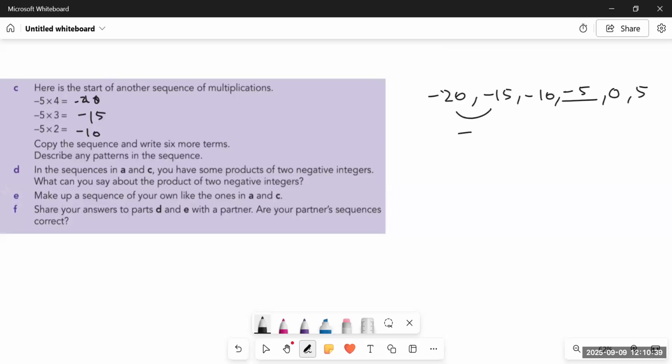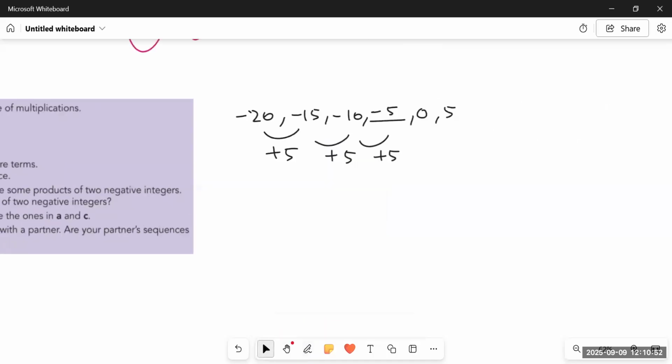So what are we doing? We are adding 5 to it. Without even solving, we got the answer. It's the same as the previous one. So we have to copy the sequence and write 6 more terms out there. So let us write it down over here. Minus 5, 0, 5, 10, 15, and 20. So these are the 6 terms we have got.